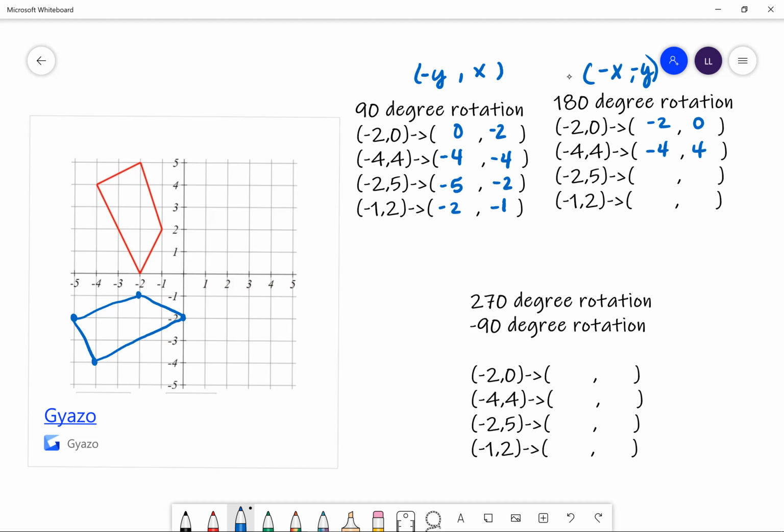First, again, remember I take it in two steps to help me remember so I don't mess things up. And now I'm going to multiply my X coordinates by -1. So -2 times -1 is +2. -4 times -1 is +4. -2 times -1 is +2. -1 times -1 is +1. And then 0 can't be negative. So 4 times -1 is -4. 5 times -1 is -5. And 2 times -1 is -2. And voila, I have my new set of points.